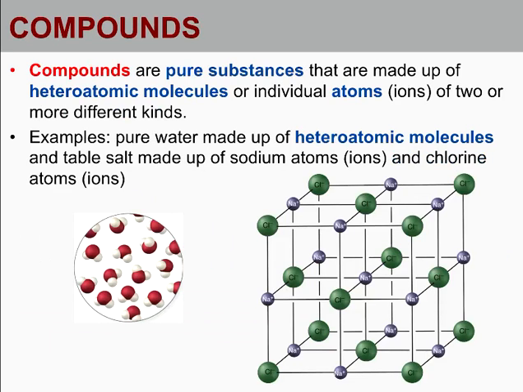The other type of pure substance is compounds. So compounds are pure substances that are made up of heteroatomic molecules. So you might remember from the last video that heteroatomic molecules contain atoms of two or more different kinds. So we saw the example of water last time. So water contains oxygen and hydrogen. So that means that it is a heteroatomic molecule. And then another example would be table salt.